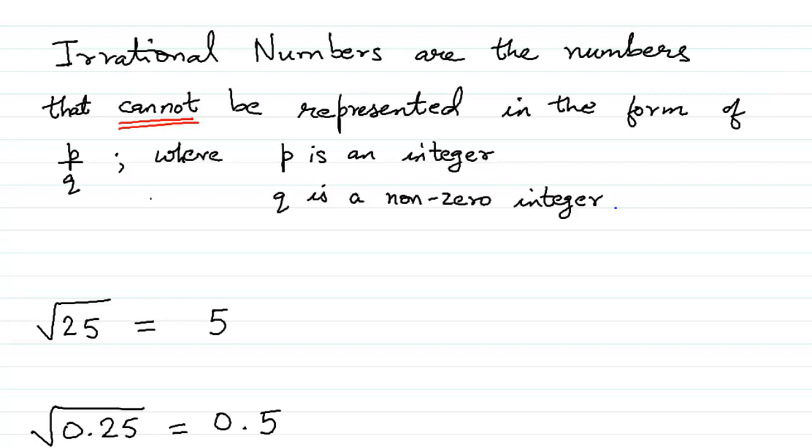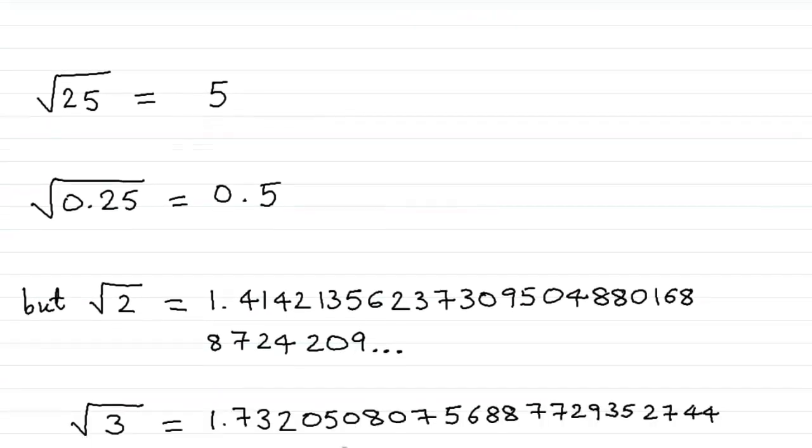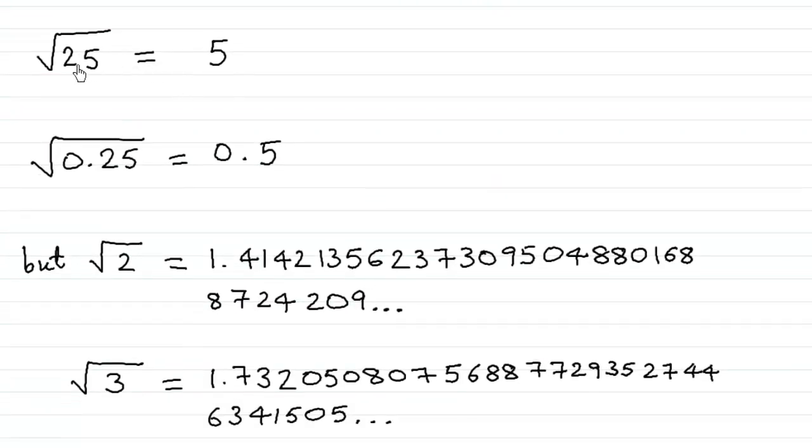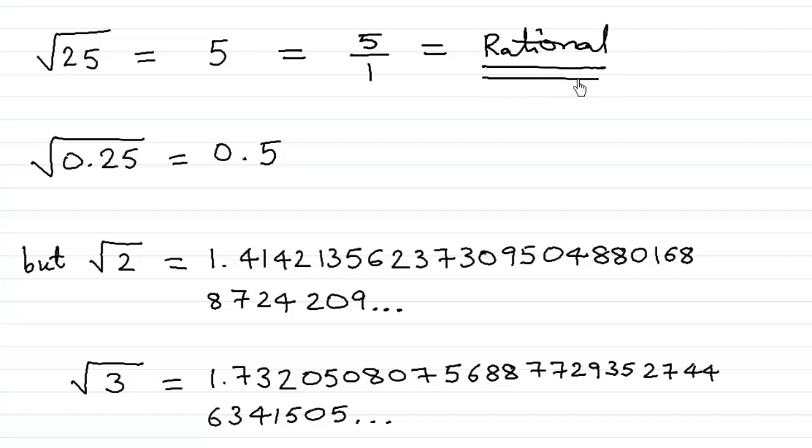What does that mean? Let us take this example. Now, we have this square root of 25, and we know square root of 25 is 5. And 5 can be written as 5 upon 1, where 5 is an integer and 1 is a non-zero integer. So this is a rational number. In fact, all natural numbers are rational numbers. All integers are also rational numbers.